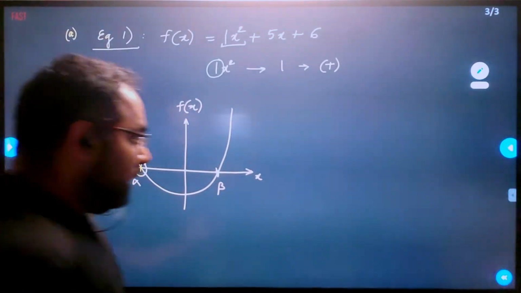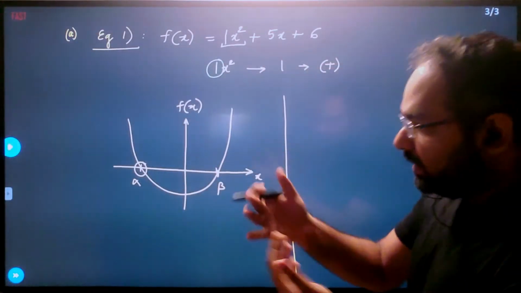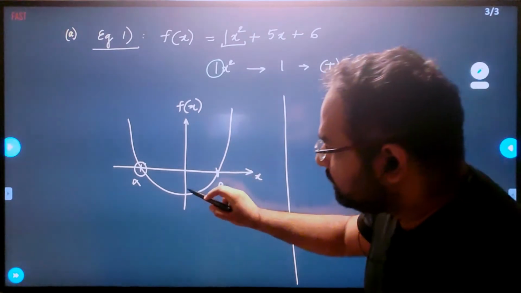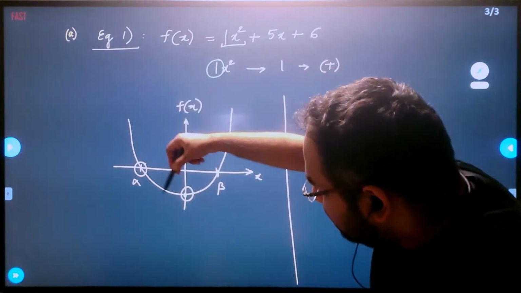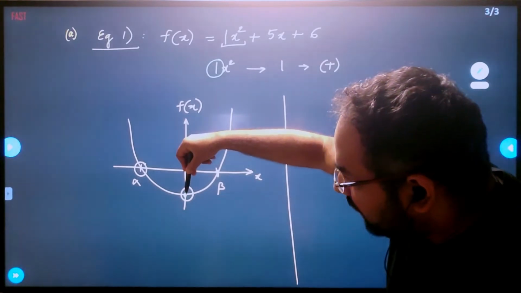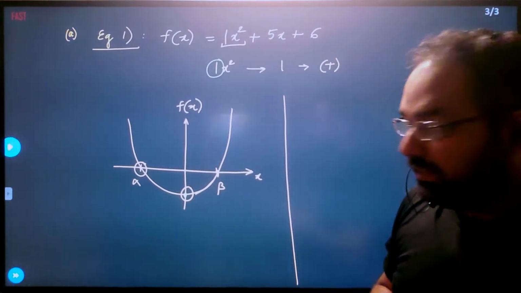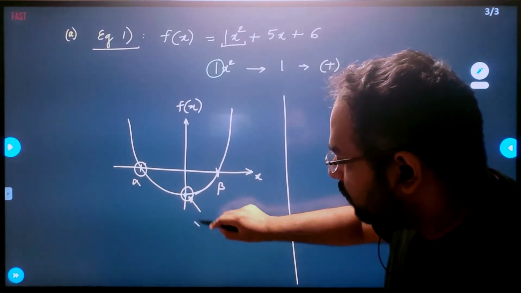Alright. Now, let us next find out a little more interesting facts about this. Do you notice this point where it peaks? This is the maximum value it takes before it starts going up again like this. This position is called the vertex.